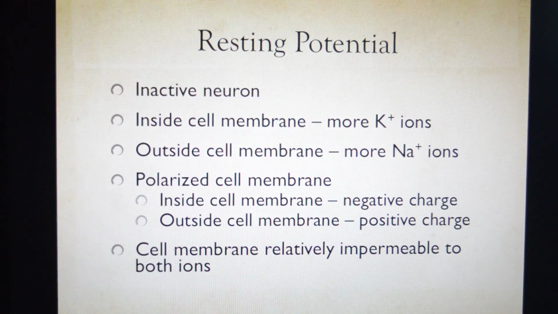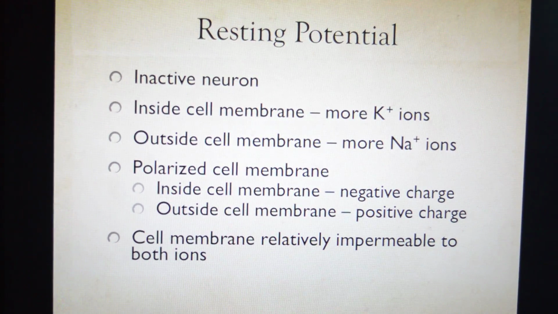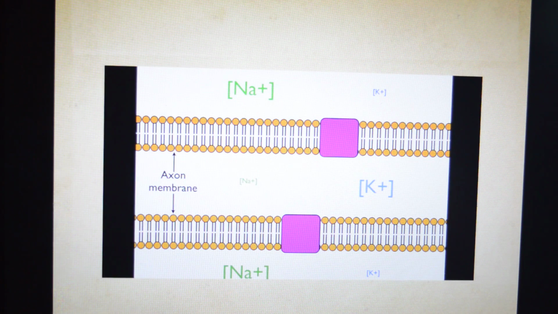Now we're going to be talking about resting potential. Resting potential is the neuron when it is inactive, meaning it hasn't reached threshold. Inside the cell, there are more potassium ions, and outside the cell, there are more sodium ions, as you'll see in the next picture. This is a polarized cell membrane. Inside the cell membrane it's a negative charge, and outside it's a positive charge. The cell membrane is relatively impermeable to both ions, so both ions are constantly moving in and out through leaking. This picture shows a higher concentration of sodium outside the membrane and a higher concentration of potassium inside the membrane.